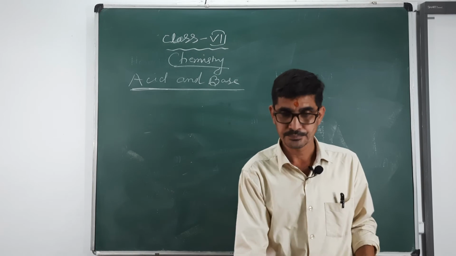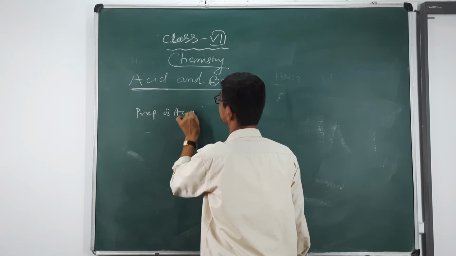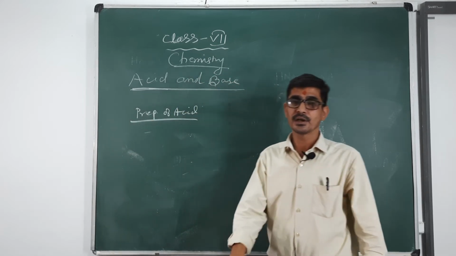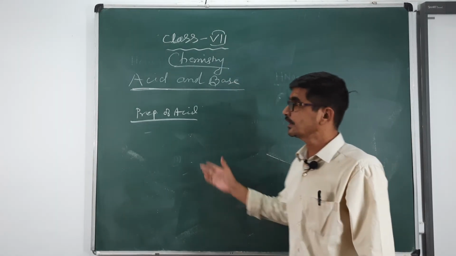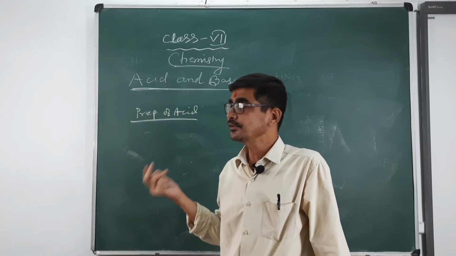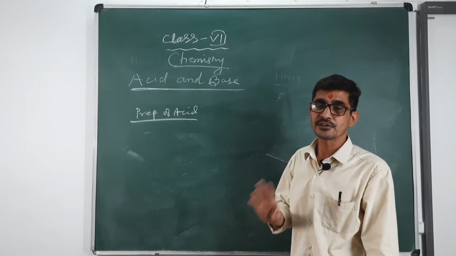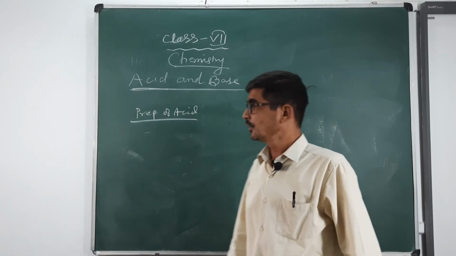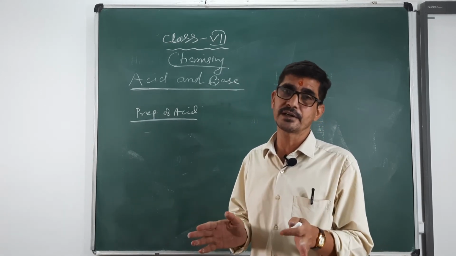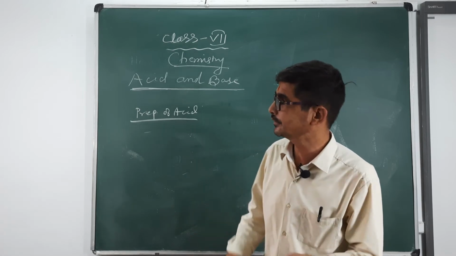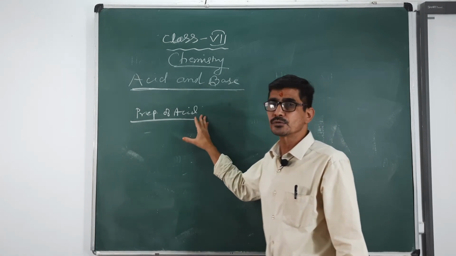Now, preparation of acid. Generally we know that non-metallic oxides are acidic in nature. What does it mean? It means that when non-metallic oxides react with water, they form acids. That's why they are called acidic in nature. But not all non-metallic oxides; some are acidic in nature and some are neutral. You must remember these things. Some non-metallic oxides are acidic because they react with water to form acid.